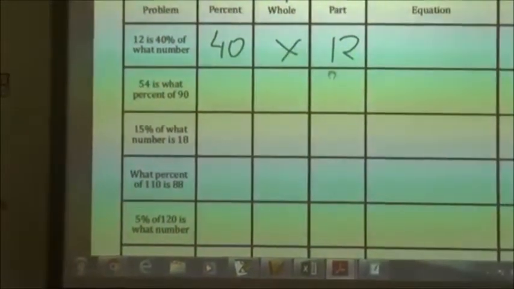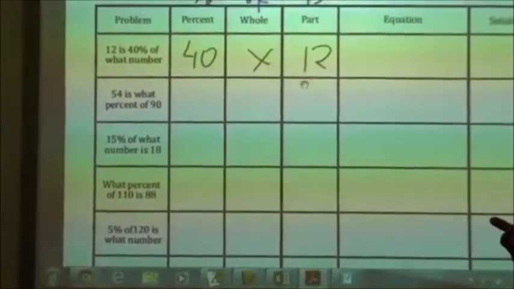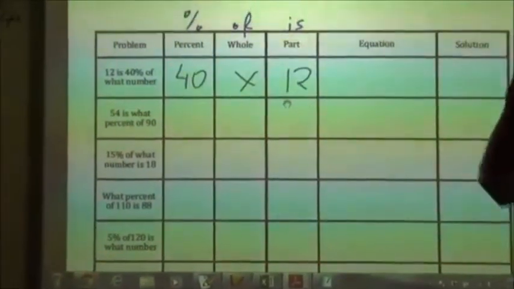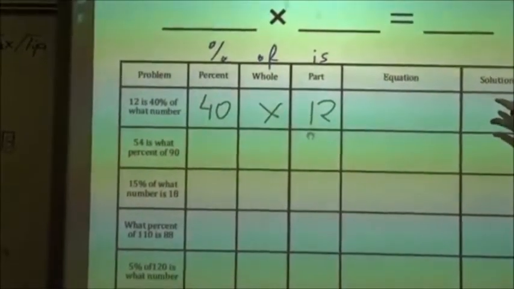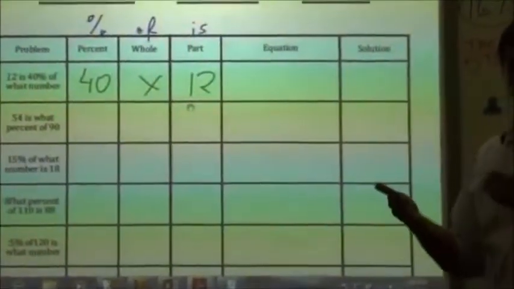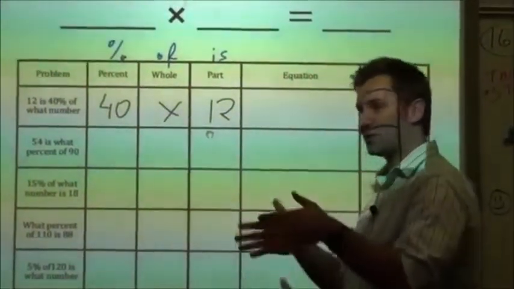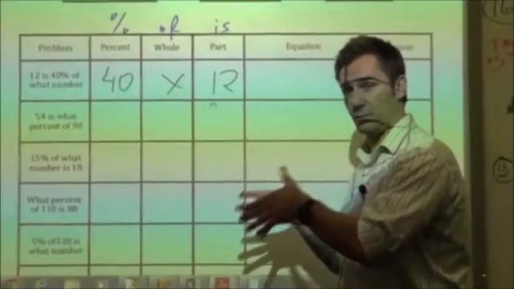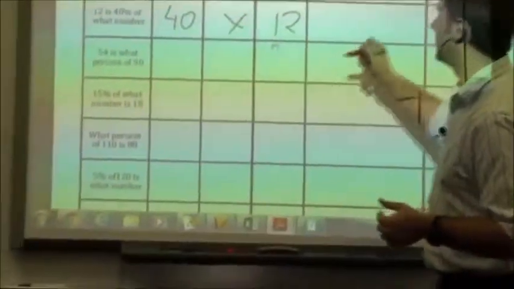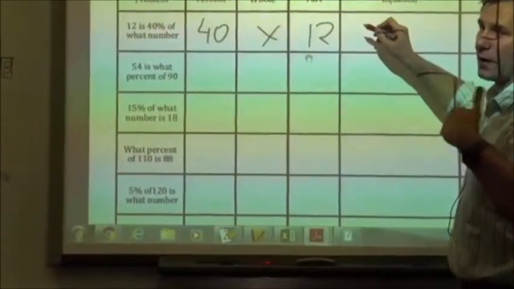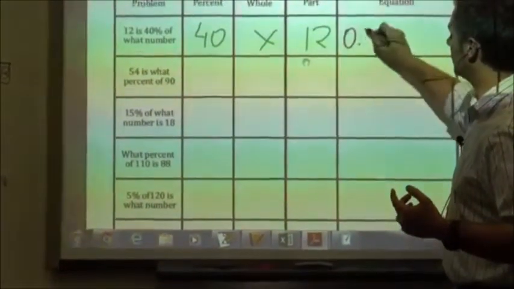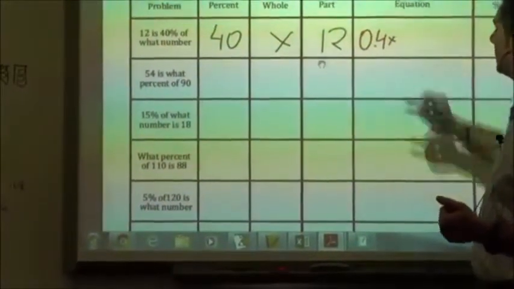Christy, what's your question? Don't you have to change the percent into a decimal? Thank you. You do have to change percent to decimal, and you're going to do it right here in the equation. So your formula for the equation is percent times whole equals part. So let's write this together. Percent is what? 40. And we change it into decimal by writing 0.4, 4/10, times what?